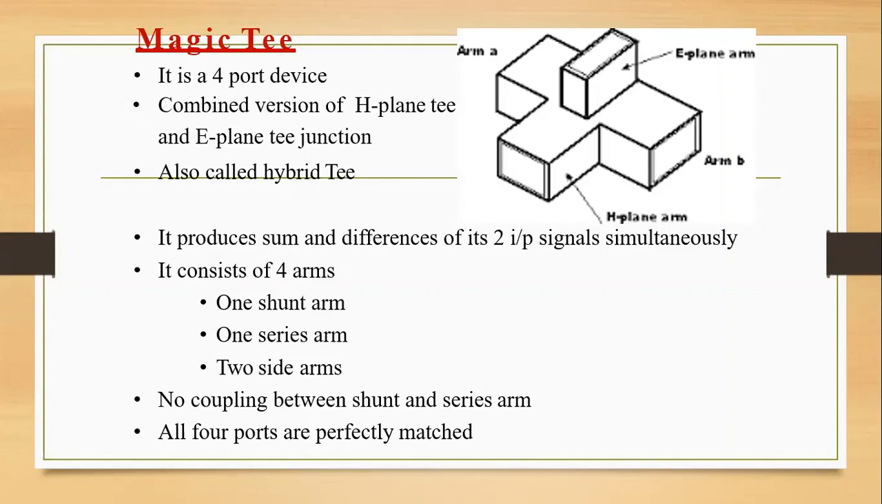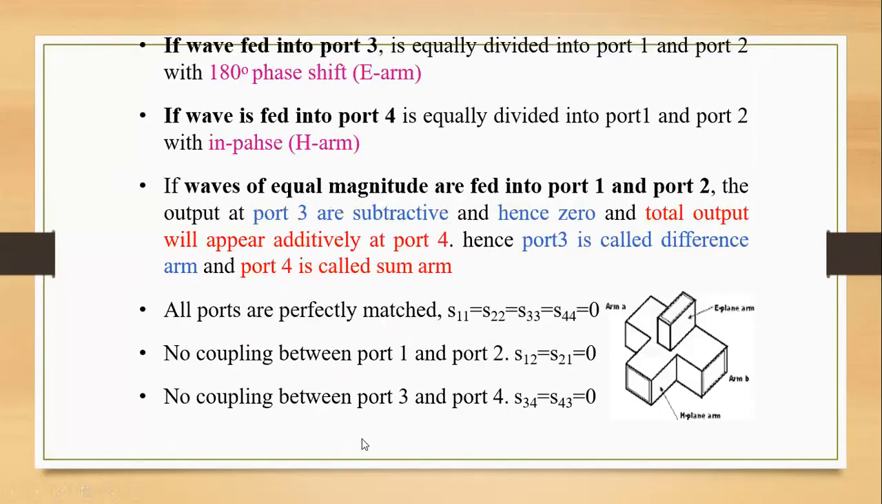So this particular magic T will be able to produce the sum and differences of two input signals simultaneously. Now, it is already shown here, you have four arms. One is the shunt arm, which is nothing but your H-plane. One is the series arm, which is your E-plane, and two side arms. There is no coupling between your shunt and series arm. Then all the four ports are perfectly matched.